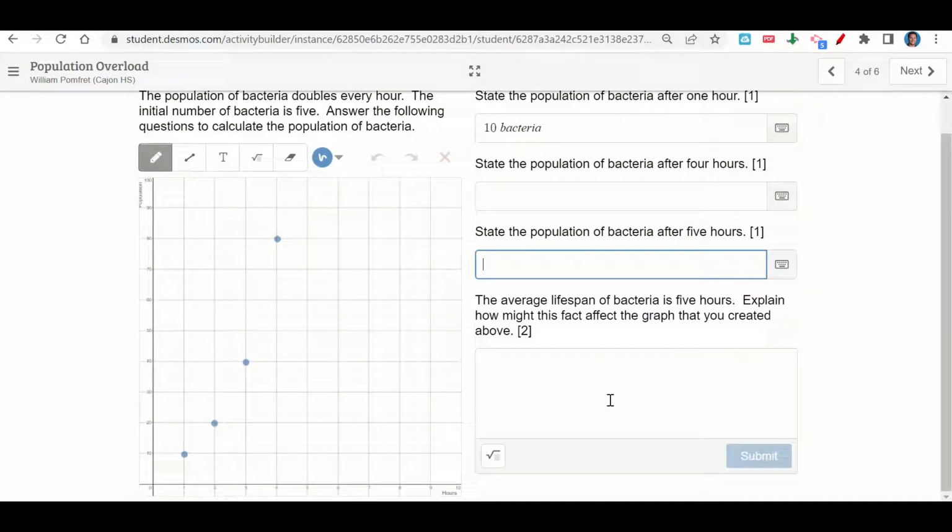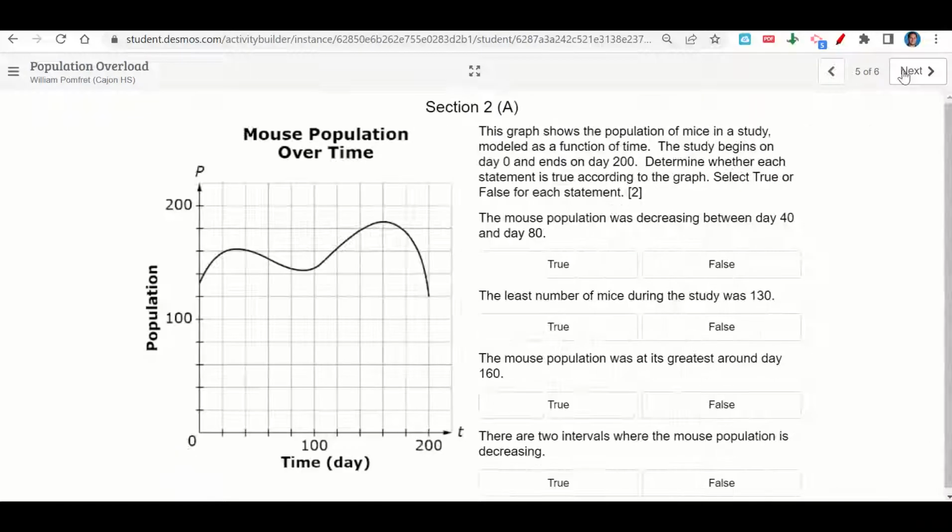And then they changed the scenario a little bit. It says, what if the average lifespan of bacteria is only 5 hours? Explain how this might affect the graph you created. So right now it's exponential, right? But if some of these start to die, what's that going to cause the graph to do? So you'll go ahead and answer that question. Then we'll go to the next one.